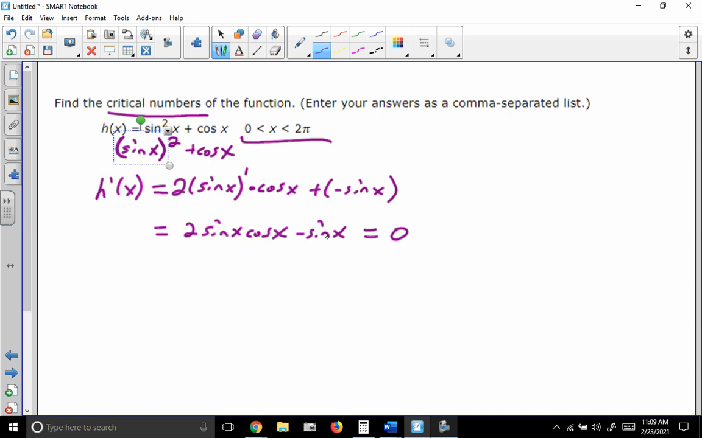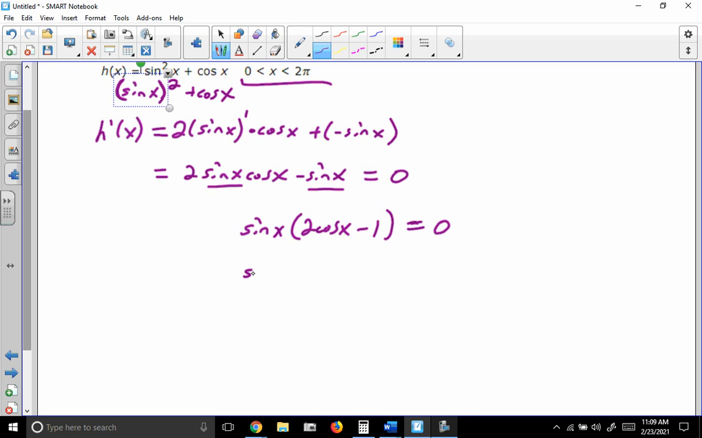So if we have this equation, we have more than one trig function. So we need to have a 0 on one side and we need to factor the other side. On the left side, we have a common factor. We can factor out a sine. That's going to leave us 2 cosine x minus 1 on the inside. And then we set each factor equal to 0.